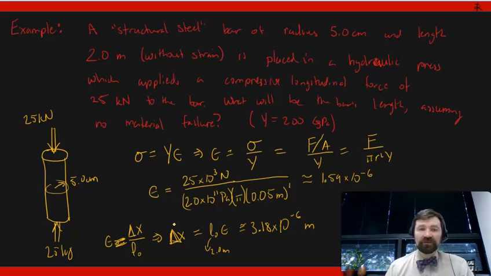On the other hand, a hydraulic press can actually apply a lot more force than this. So maybe the hydraulic press, instead of going to 25 kilonewtons, goes to 0.25 giganewtons or 250 meganewtons. Well, that moves this decimal place quite a few spaces over, and so soon you end up with like a 3 centimeter compression, which is actually noticeable.